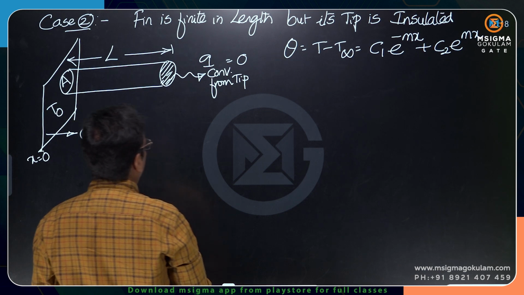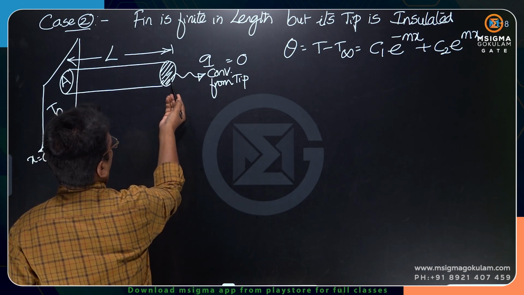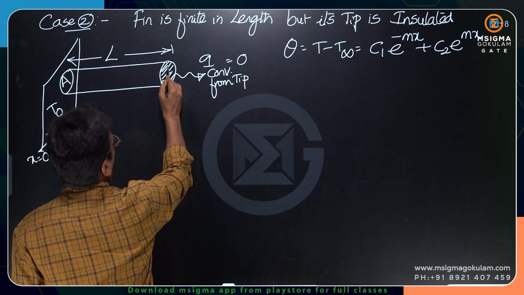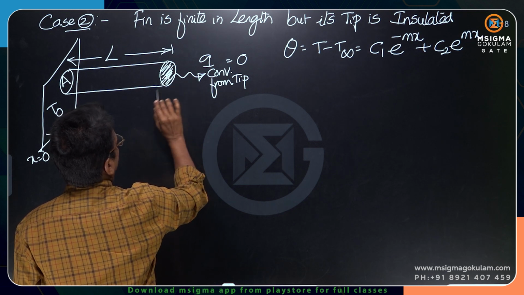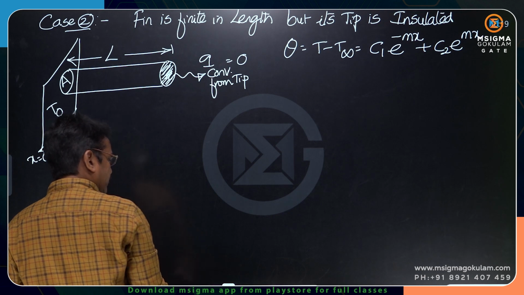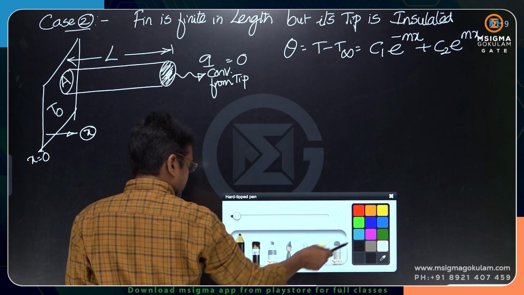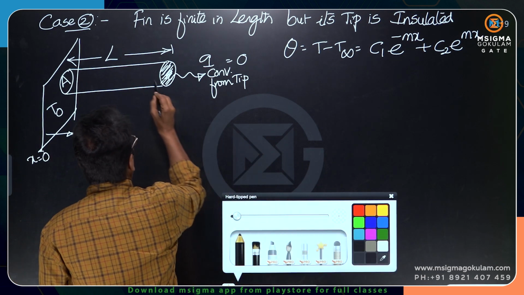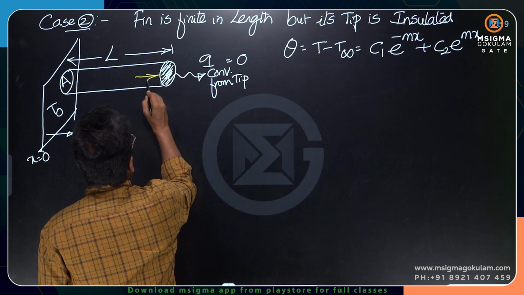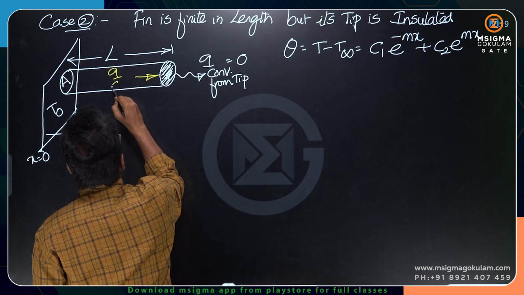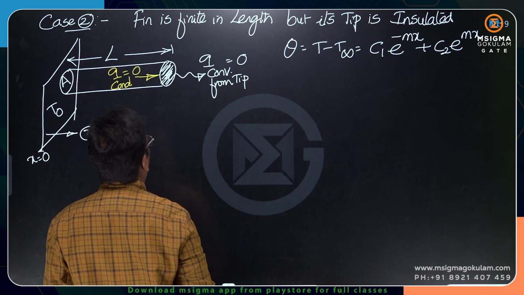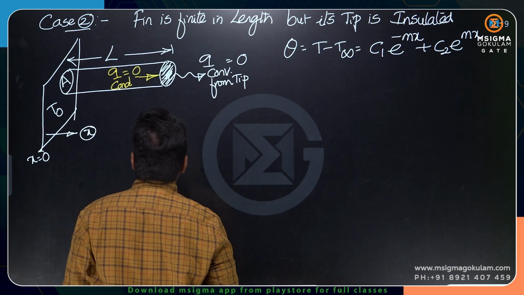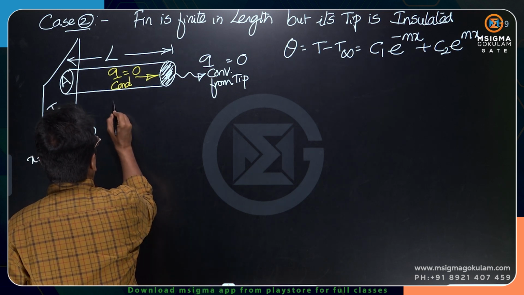The other boundary condition is obtained from the given condition that the tip is insulated. Because the tip is insulated, there cannot be any convection from the tip. When there is no convection heat transfer from the tip, the heat conducted into the tip must be equal to 0. That is the second boundary condition.